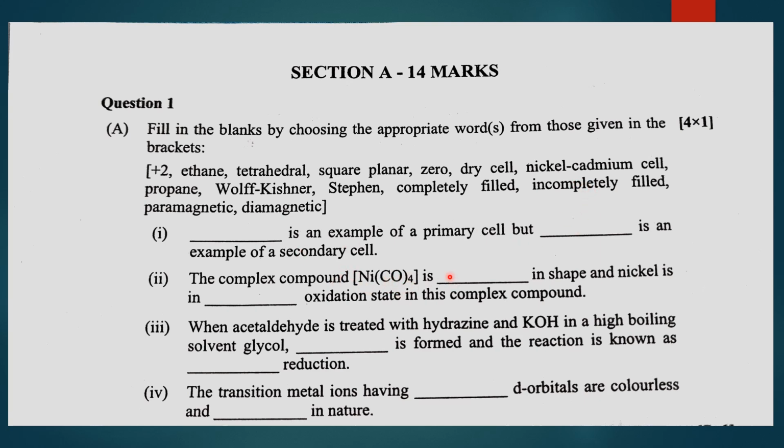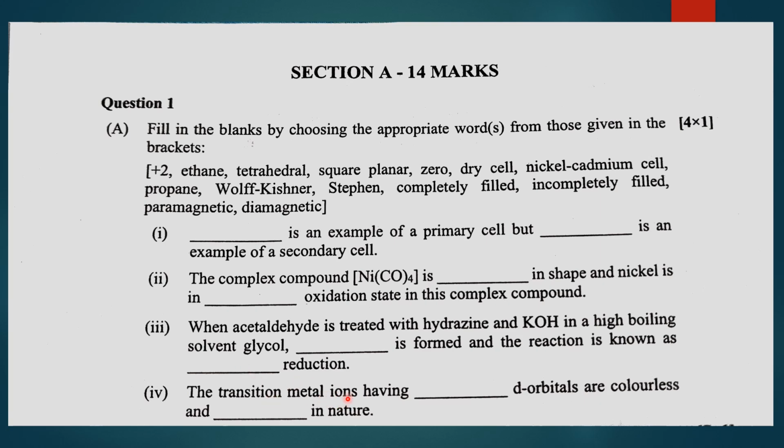Nickel tetracarbonyl, this is a tetrahedral complex and the nickel is in zero state. Acetaldehyde is treated with hydrazine and KOH. This is your Wolff-Kishner reduction. So acetaldehyde will give ethane and the reaction is Wolff-Kishner reduction.